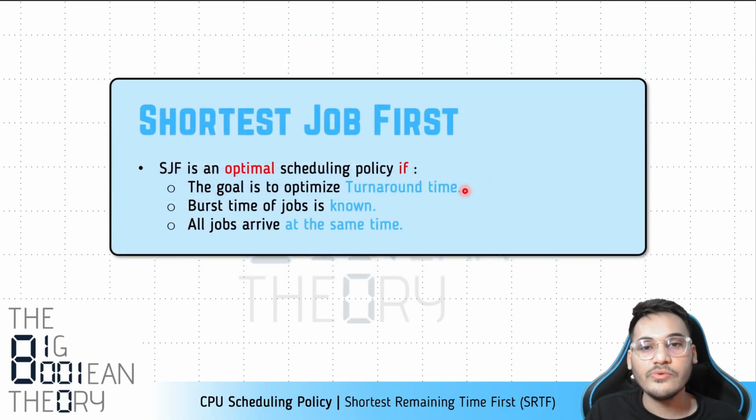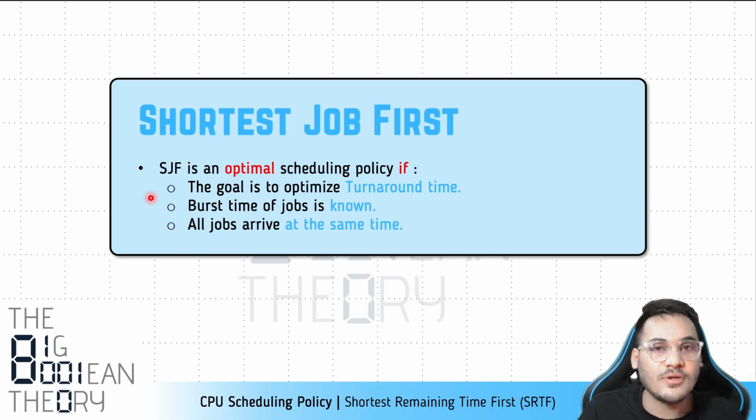So in the previous video, when we discussed shortest job first, we said that SJF is an optimal policy under the following conditions. We listed three conditions. The goal is to optimize the turnaround time. So we were talking about batch systems where the goal is to optimize the turnaround time. And the burst time of the jobs is known. This is a very important assumption, because for all of the policies that we are trying to implement, we already know the burst times.